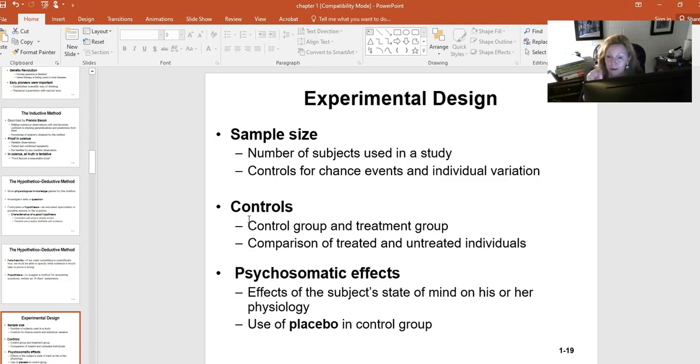So anyway, five steps, know them. Observation, a question, a hypothesis, which is a statement that answers that question, testing the hypothesis, and then concluding whether you can accept or reject the hypothesis.